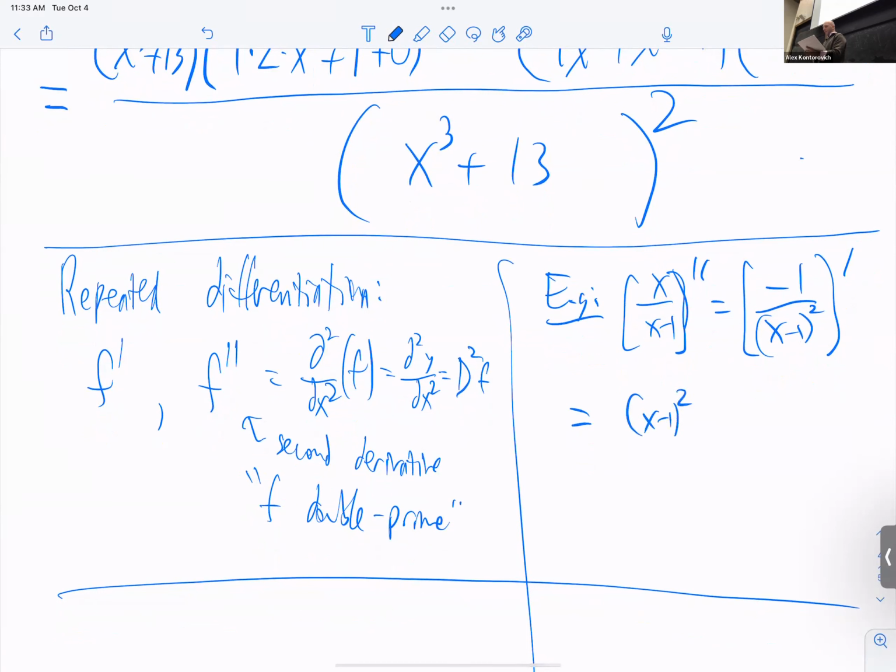Low d high minus high is negative 1. Sorry, low d high. The derivative of negative 1 is indeed 0. We have an x minus 1 squared that we're going to have to differentiate. We don't know the chain rule yet. It's not hard to differentiate x minus 1 squared by just working out what x minus 1 squared is. It's x squared minus 2x plus 1. Okay, so that's what the denominator is.